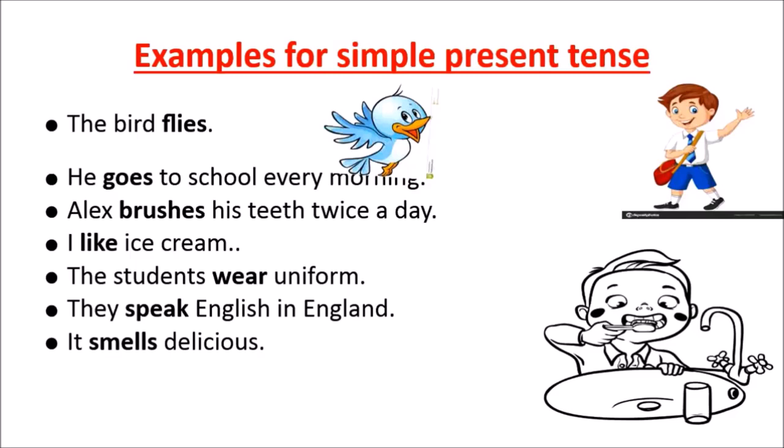So it here refers to the third person singular. So that's why we have written smells. So we have added s to the verb and made it into the singular form. So that's what we call simple present tense. Are you all clear?